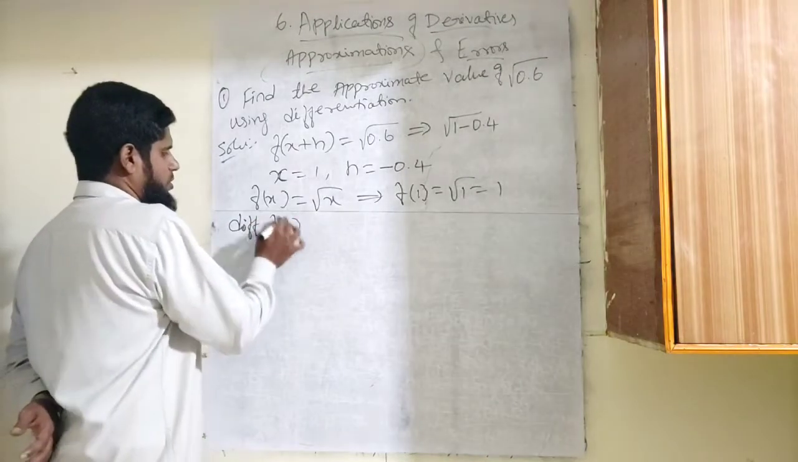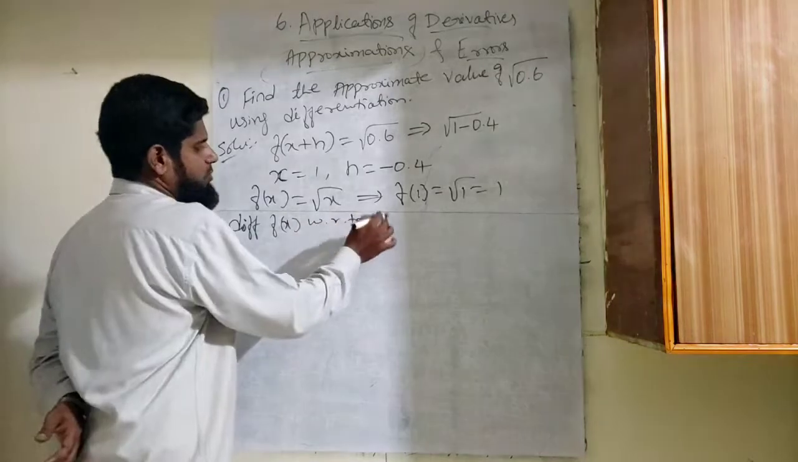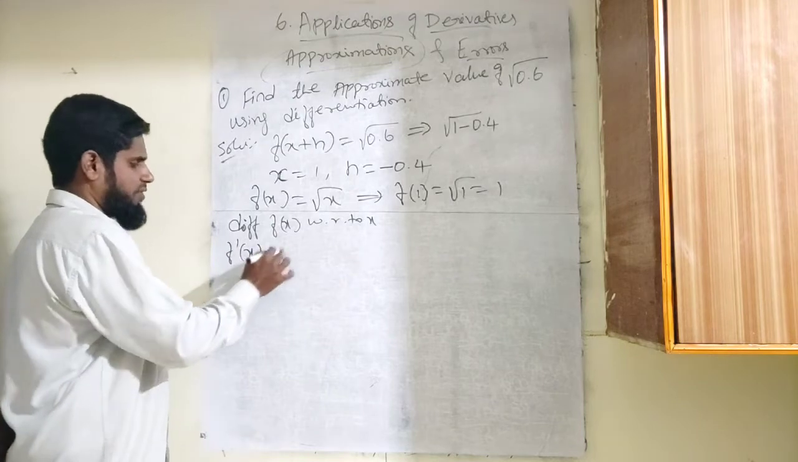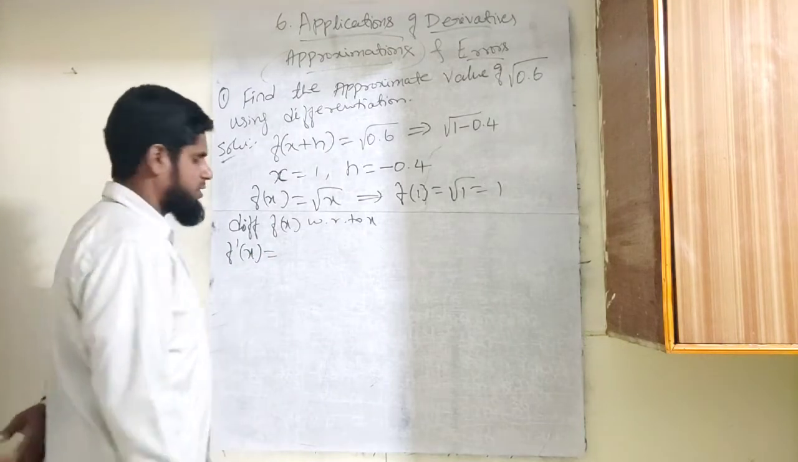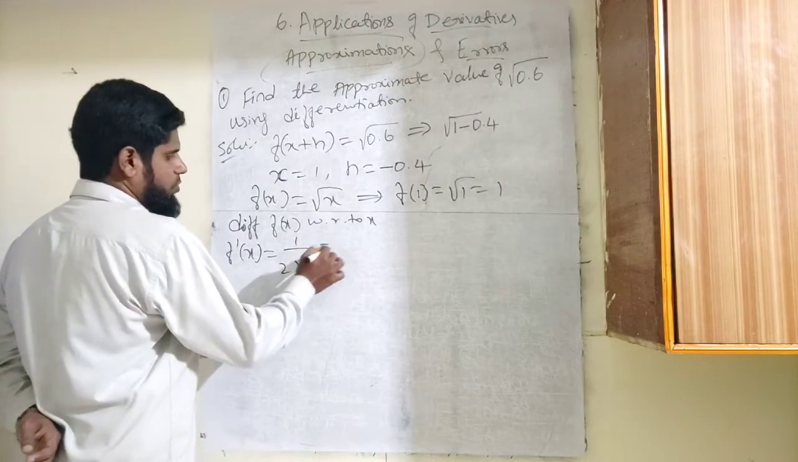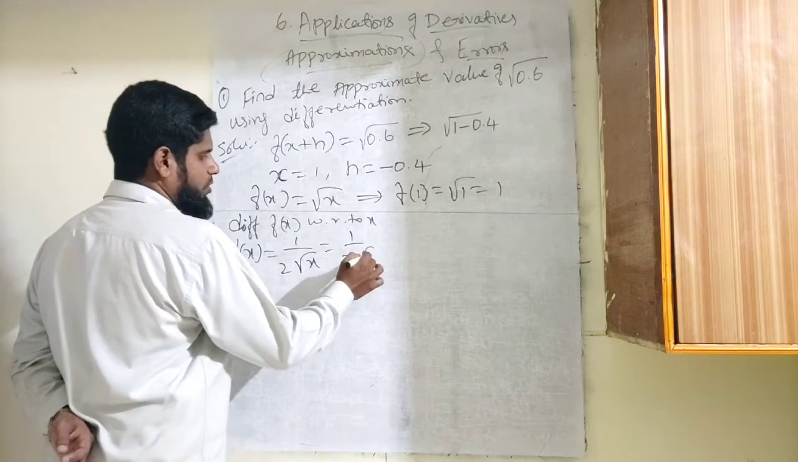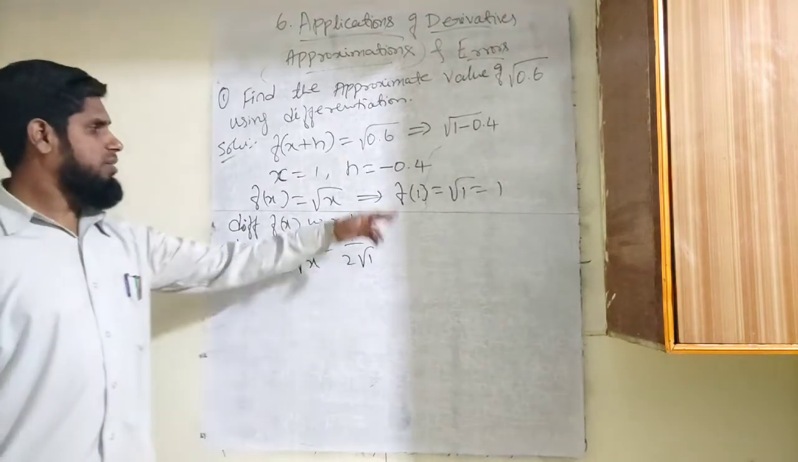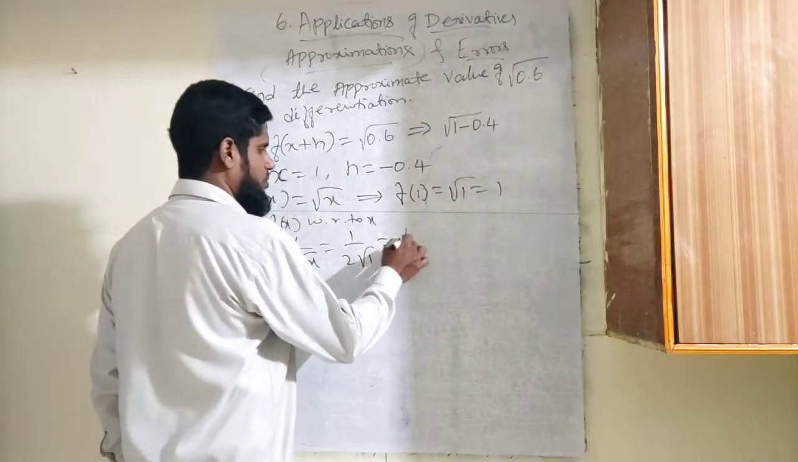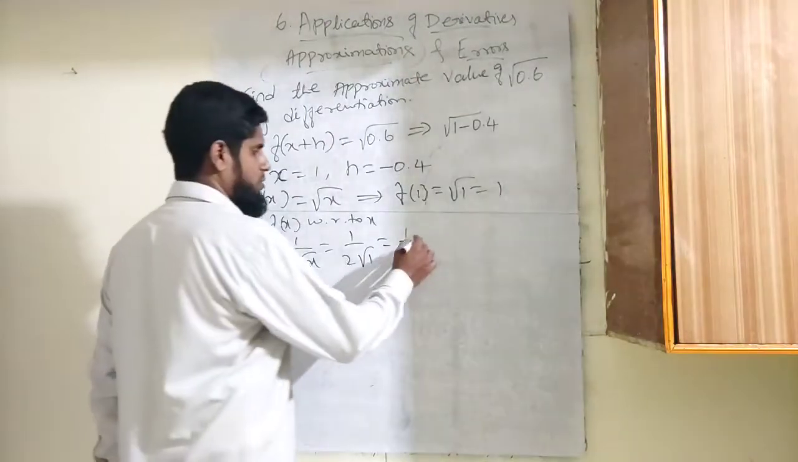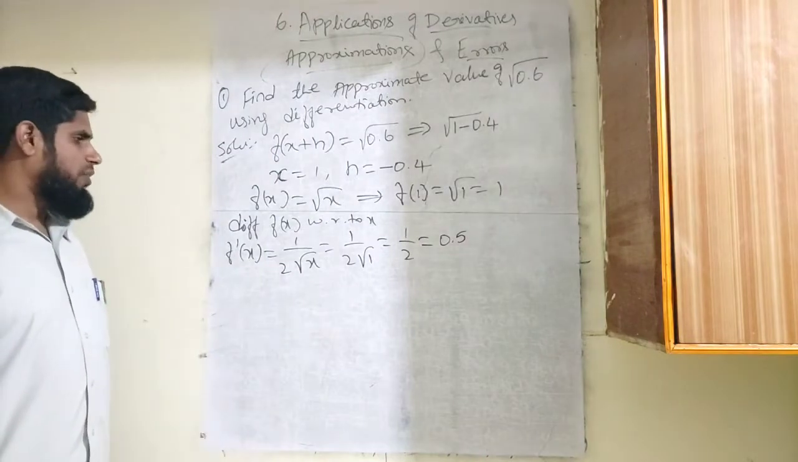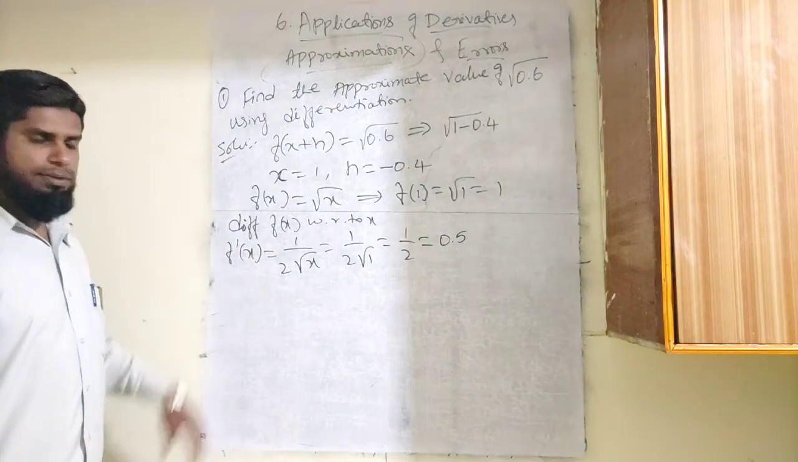Differentiate f of x with respect to x. So what I will get? F dash of x is equal to derivative of root x, which is 1 divided by 2 root x. So it is 1 by 2 into root 1, because the value of x is 1 here. So root 1 is 1. So it is 1 by 2, or we can easily write this as 0.5. So 0.5 is our derivative at x is equal to 1.